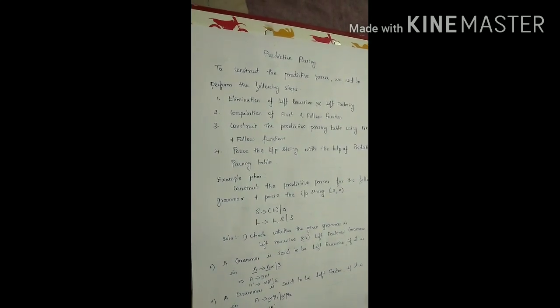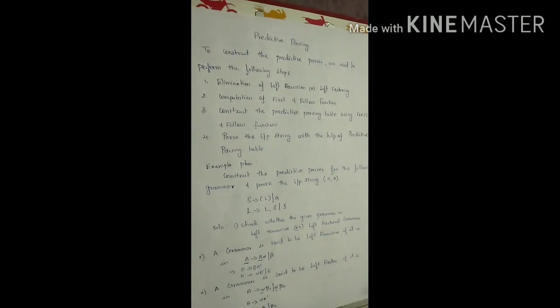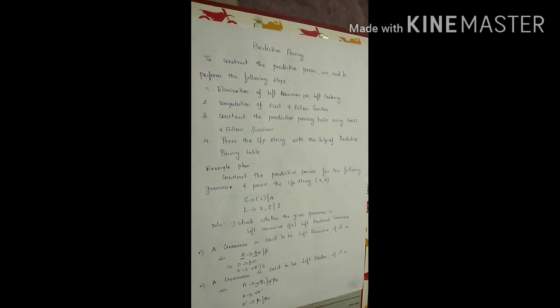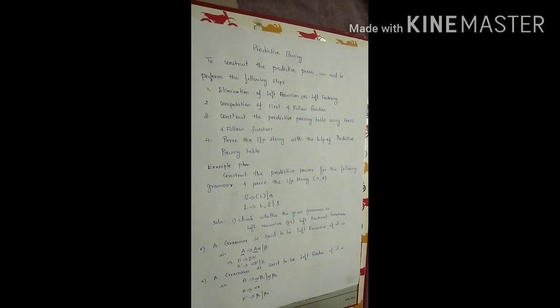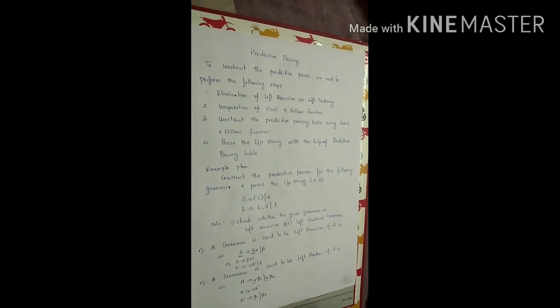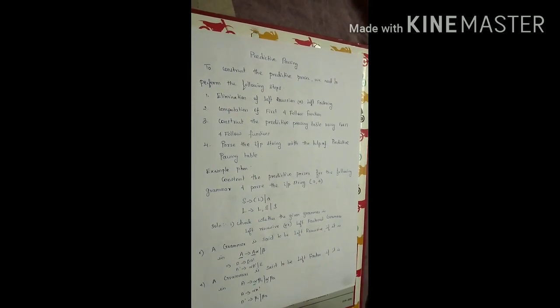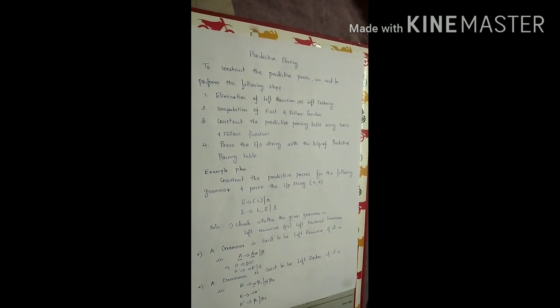What is LL(1) parsing? Here the first L means the input string is scanned from left to right, and the second L means it uses leftmost derivation to process the input string. The 1 means only one input symbol is processed or used to predict the parsing process. This is called an LL(1) parser.